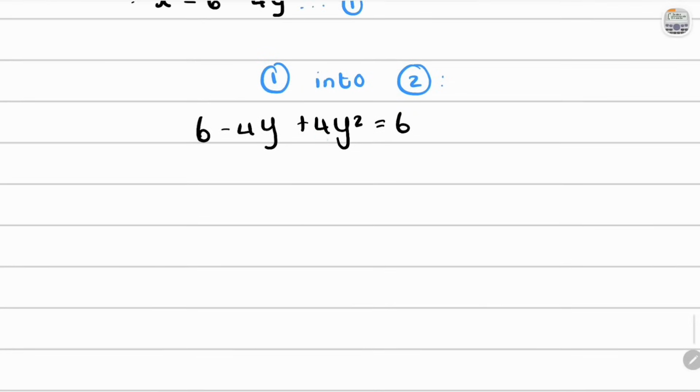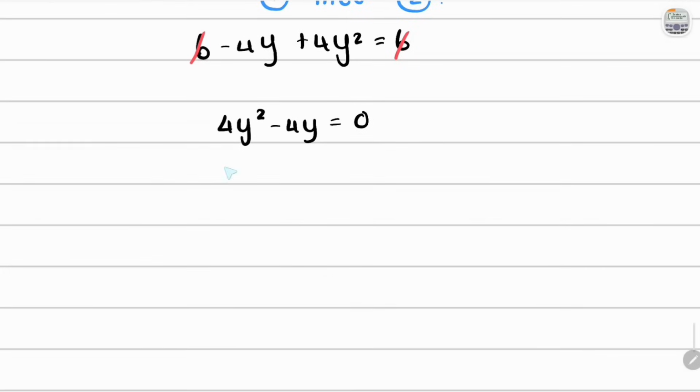Okay, so we can see this is a quadratic equation, but you have positive 6 on both hand sides. If you transpose one, it's going to be 6 minus 6, so you can already cancel it out on both sides. And so we just have 4y squared minus 4y is equal to 0. Then we can take 4y out as a common factor because this is a binomial, and we have a common factor of 4y.